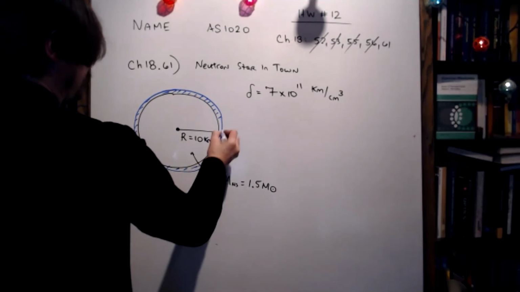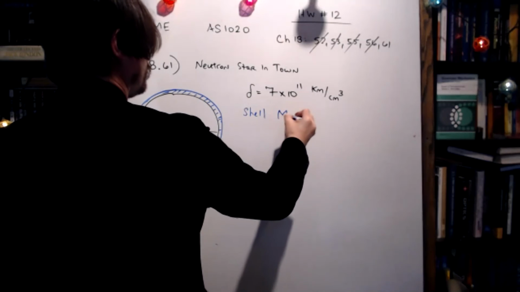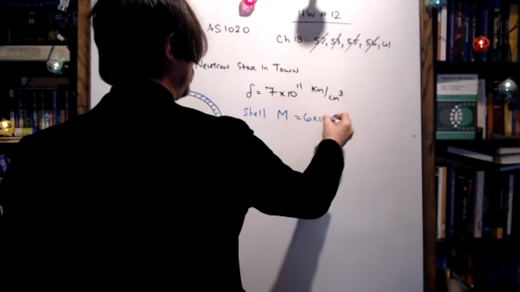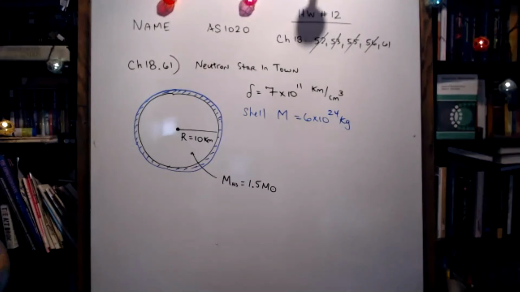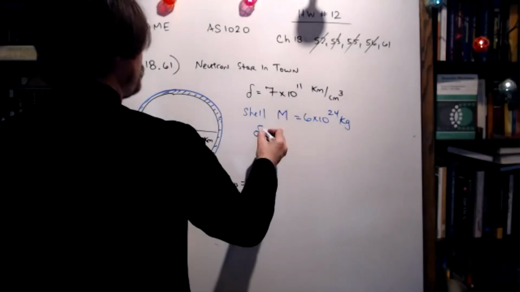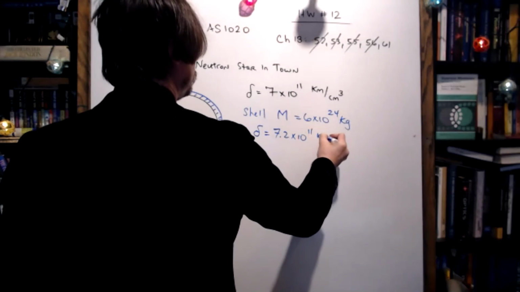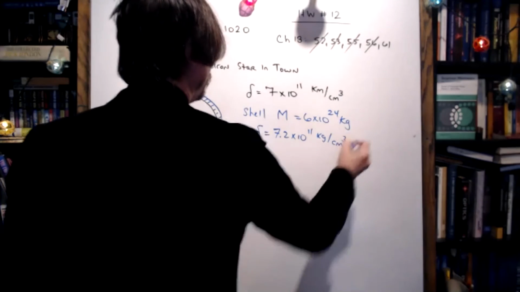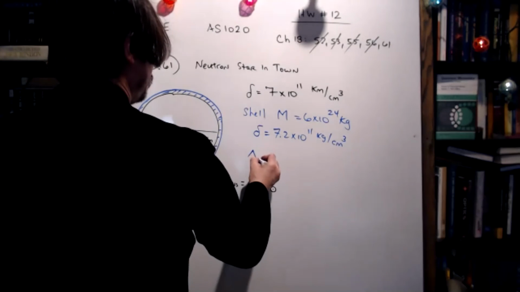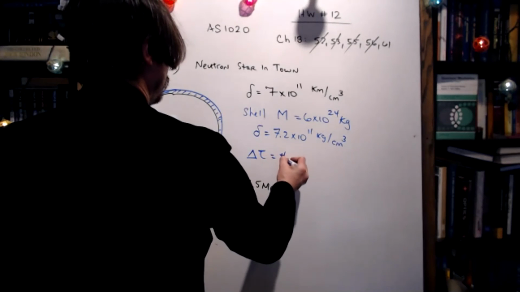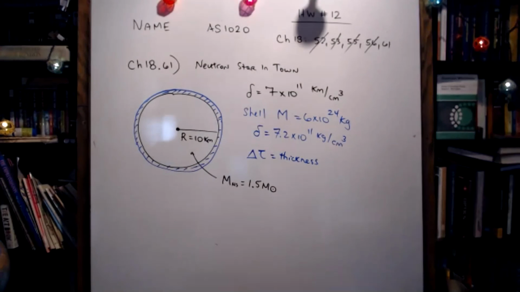All we know about this shell is that the shell was once Earth, so its mass is 6 times 10 to the 24 kilograms. We know that the density has to be the same as the neutron star, 7.2 times 10 to the 11 kilograms per cubic centimeter. And our job is to find delta T, which is the thickness of the shell.